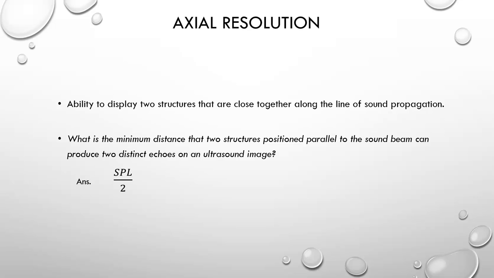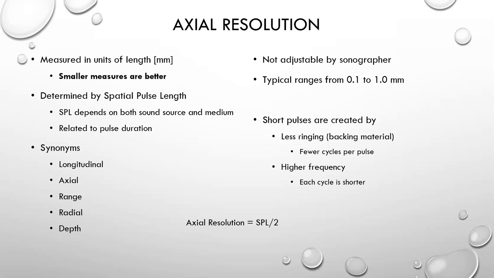Axial resolution is the ability to display structures that are close together along the line of propagation. The minimum distance that two structures parallel to the sound beam can be separated and still produce two distinct echoes is known as the axial resolution, and it is defined by this equation: SPL, spatial pulse length, divided by 2. Axial resolution is measured in units of length, or millimeters, and remember, in spatial resolution or detail resolution, smaller is better.